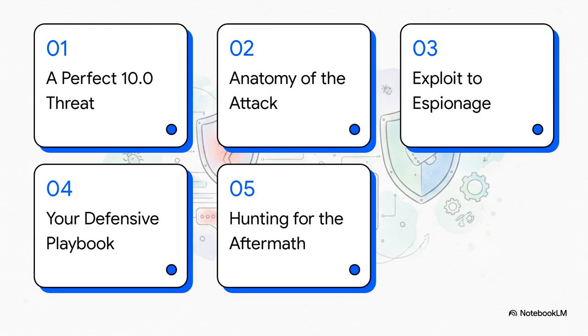So here's our game plan for this explainer. First, we're going to dig into what really makes this a perfect 10.0 threat. Then, we'll dissect the attack itself piece by piece. After that, we'll look at how this thing goes from a simple hack to full-on espionage. And then we'll get to the important stuff, your defensive playbook, and how you can hunt for any damage that might have already been done.